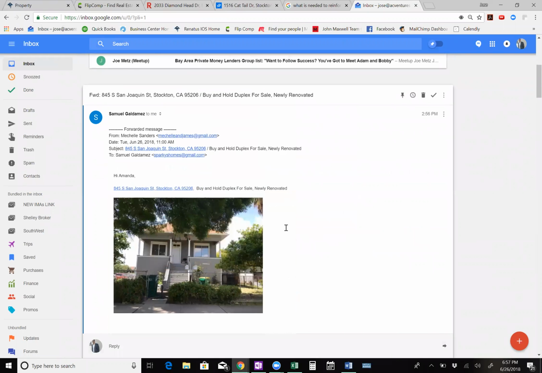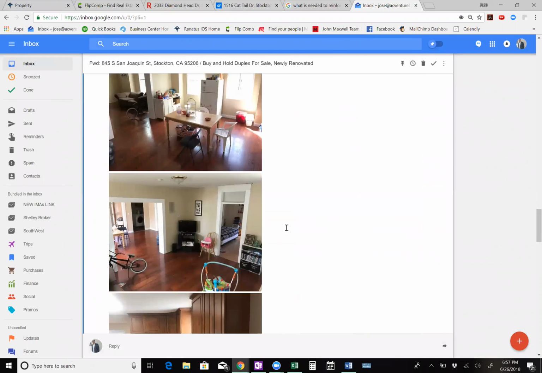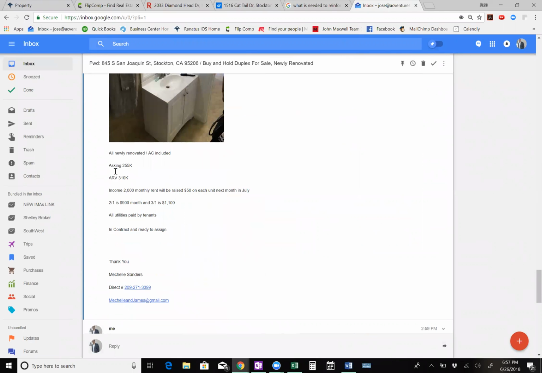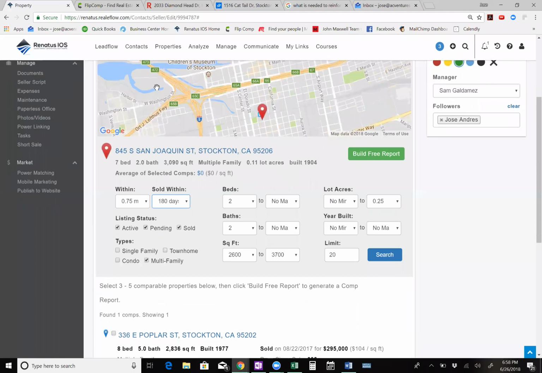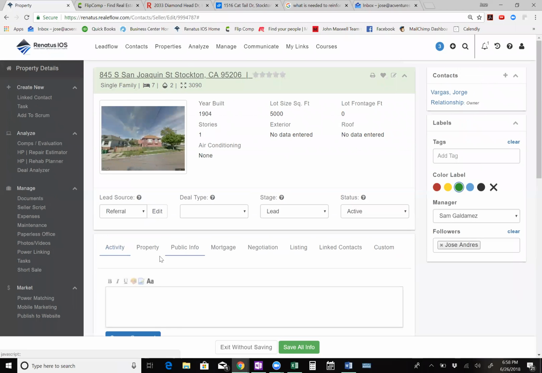Duplex. It says asking 255, income is 2,000 a month in rent, will be raised $50 in July. It's a 2-bedroom, 1-bath, and a 3-bedroom, 1-bath. All utilities paid by tenants, in contract and ready to assign. And as you can see, it says from Michelle. So I'm going to copy this and put it in the notes.